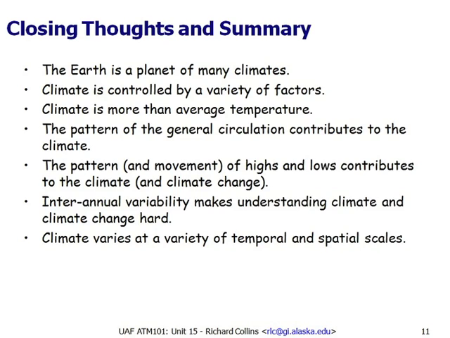Year-to-year variability makes understanding climate and climate change hard. And finally, climate varies at a variety of temporal and spatial scales. If we look at the pattern of change across the state of Alaska, we see different types of change in different regions of the state. It's not that everywhere is warming uniformly. And we also see, again, changes on different time scales, and this relates back to El Niños, Pacific decadal oscillations, and all those other parts of the system that vary at 10 or 20 year scales.